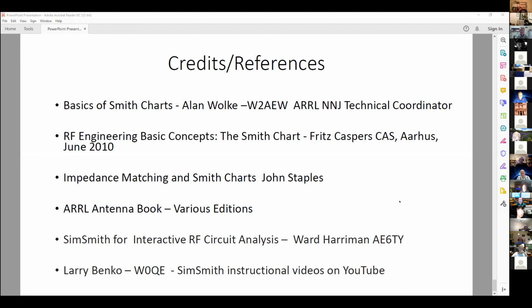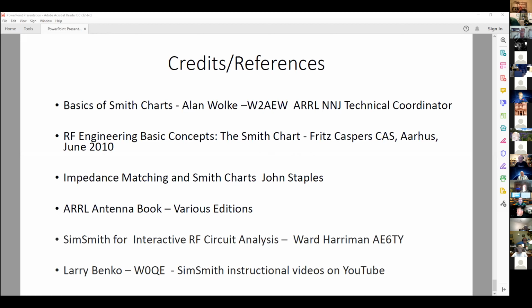This is what I call my credits, my references. So I drew this information, the slides, from the Basics of Smith Charts by Alan Wolke, W2AEW. I got some of this stuff from RF Engineering, Basic Concepts of the Smith Chart. I got a little bit more of it from Impedance Matching and Smith Charts by John Staples.